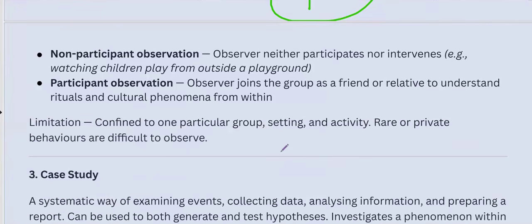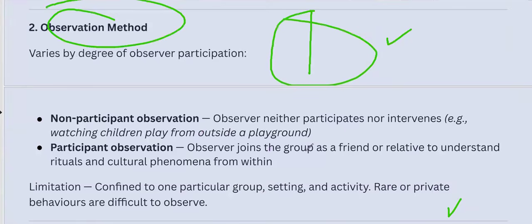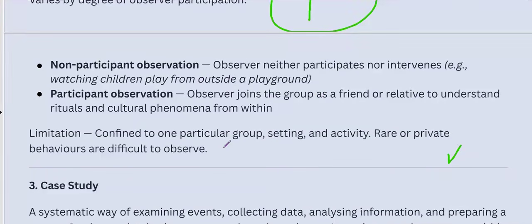However, the limitation is it can be confined to one particular group only, and rare or private behaviors are difficult to observe unless you are giving a lot of time. In participant observation there is a bit of chance. In non-participant observation there is a very great difficulty that you will be able to go into that level.